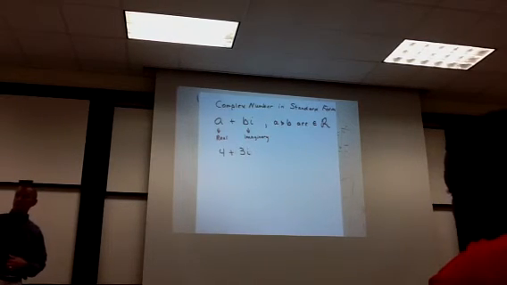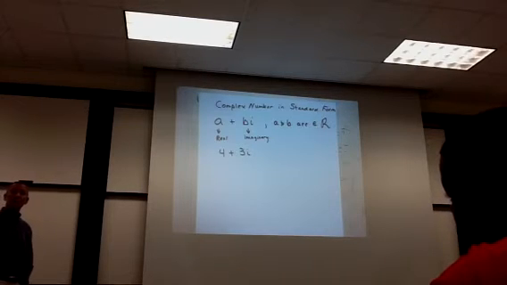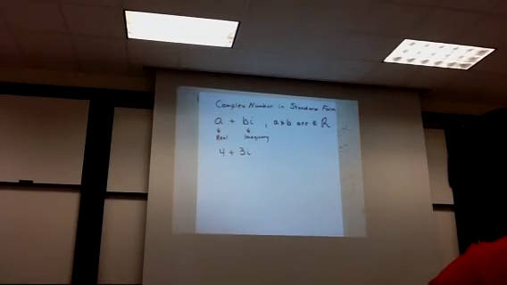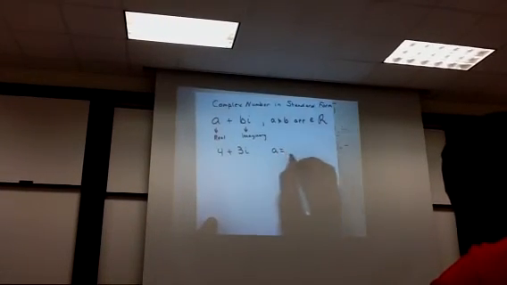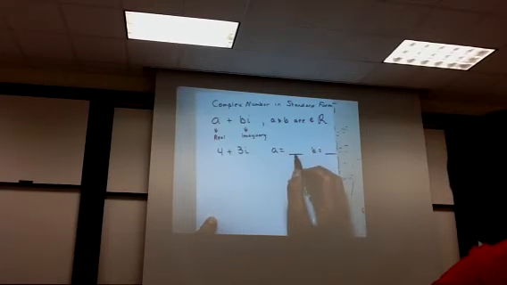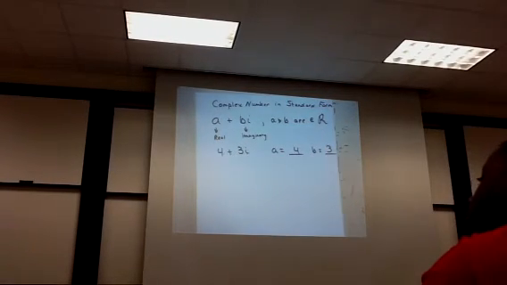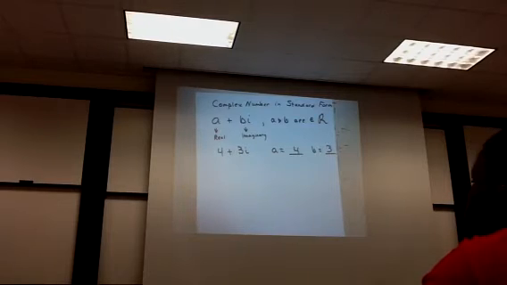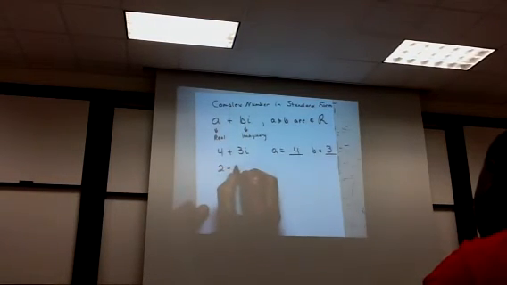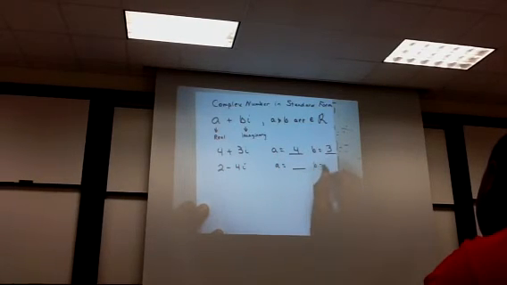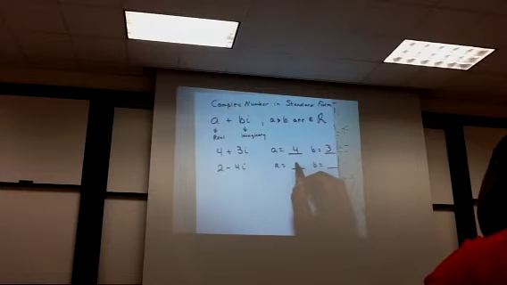If it is a complex number in standard form, that means you should be able to identify what a and b are. What's a? 4. And b is? 3i. Be careful. What's b? 3. The b is just the coefficient of i. Okay, try this one. That's a complex number in standard form. You should be able to identify a and b. They are? 2 and?